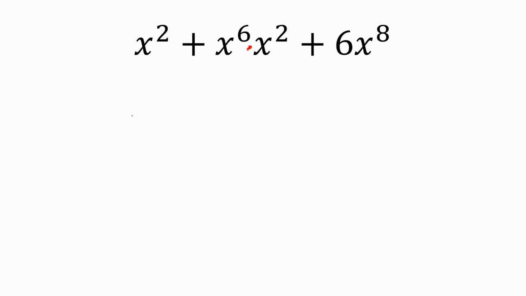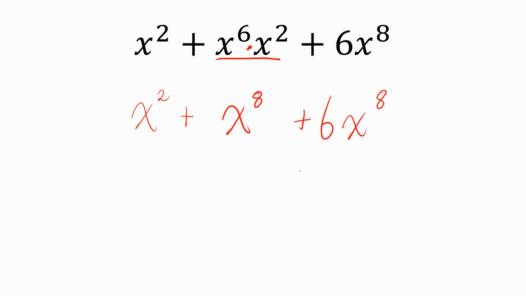And so they kept this out front, x squared, they kept their plus sign, but they said x to the power of 6 times x squared was x to the power of 8. And then they kept their plus 6x to the power of 8. Now they looked and said, all right, I'm going to add all three of these terms together. So I have x to the power of 2, x to the power of 8, x to the power of 8. Well, I'm going to add the exponents. 2 plus 8 is 18. And I'm going to keep that 6 out front.